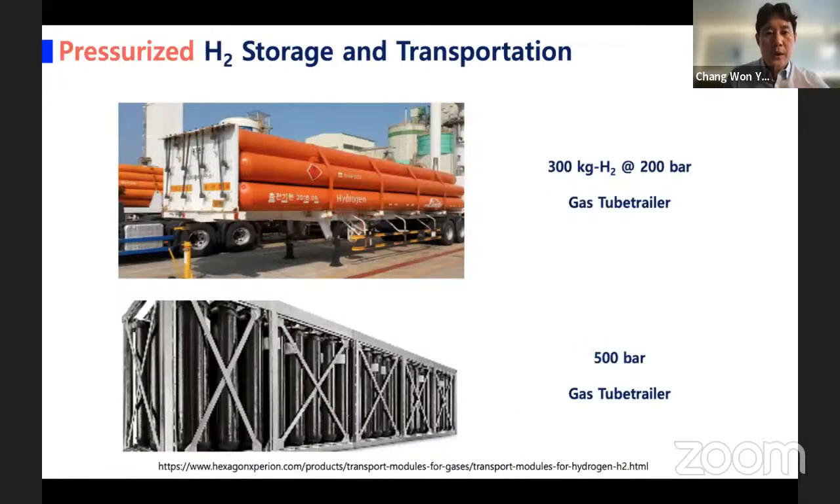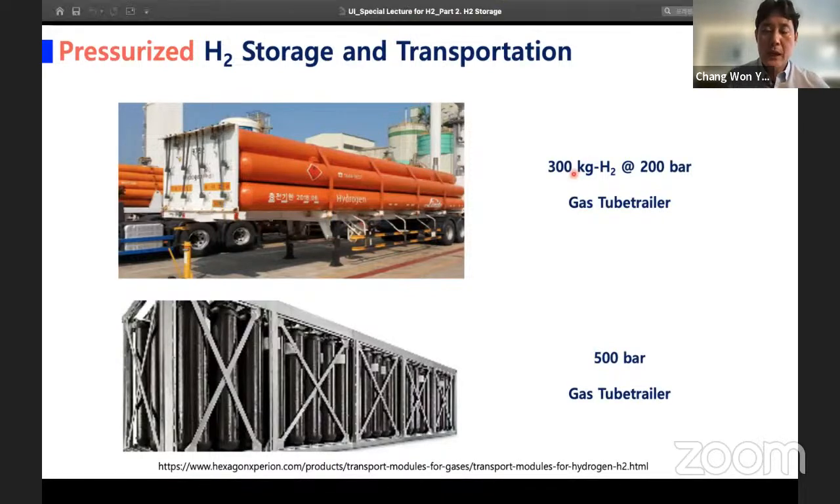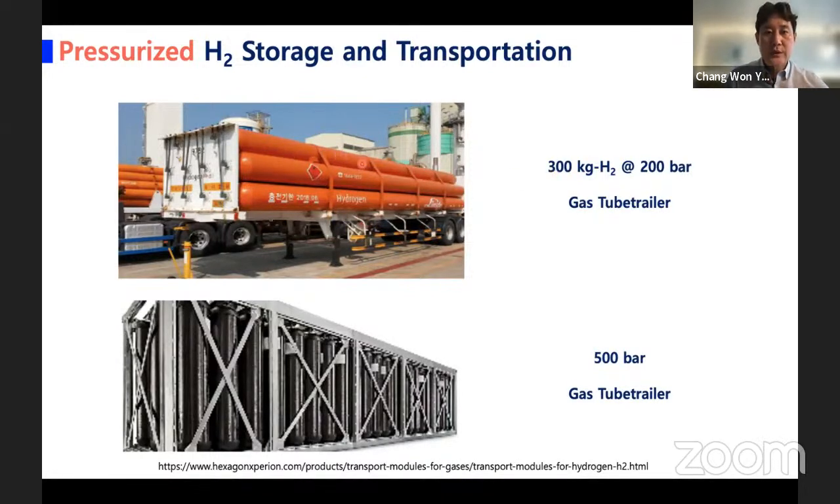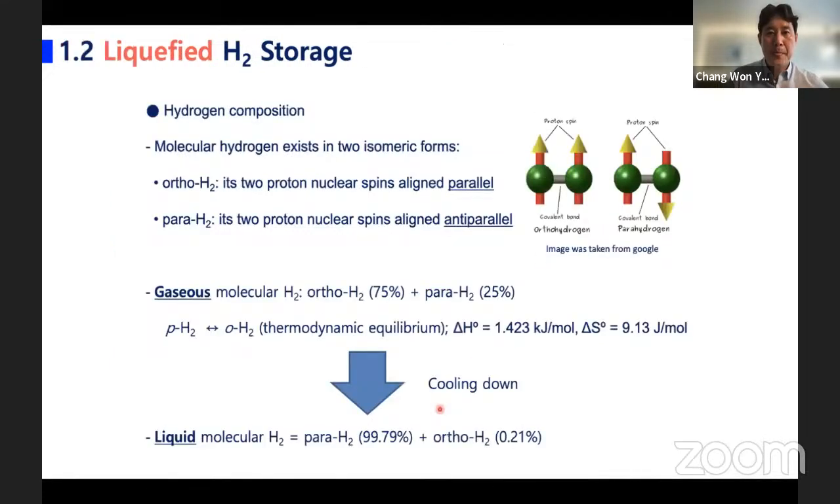And for more hydrogen, for example, 300 kilograms of hydrogen delivery, we actually use very heavy materials here. This is a tank pressurized at 200 bar. So, the gas tube trailer, and a US company actually developed 500 bar pressurized gas tanks, and you can take more, about 500 kilograms of hydrogen at one time.